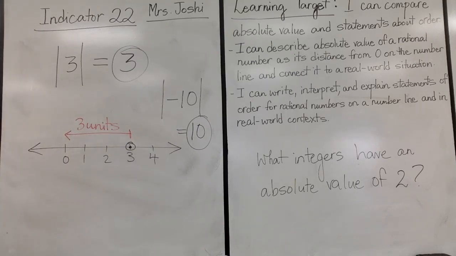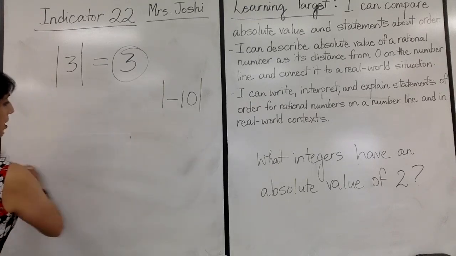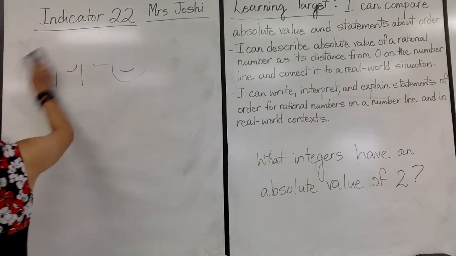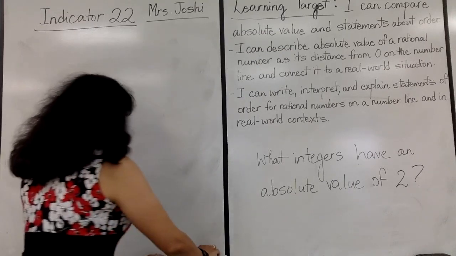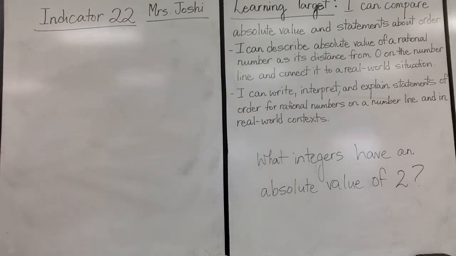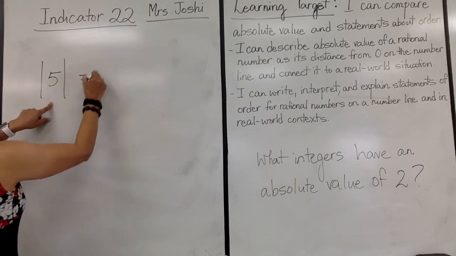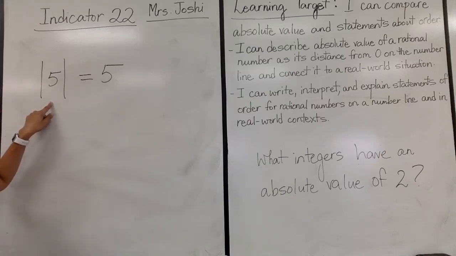All right, now let's say I give you something. It could be a fraction, it could be a decimal, but whatever I give you, please remember absolute value will always come up to be positive. And there's only one time when it's negative, and I'll show you how in a minute. So if I say what is the absolute value of 5? The distance of 5 from 0 would be 5 units, so it is 5.